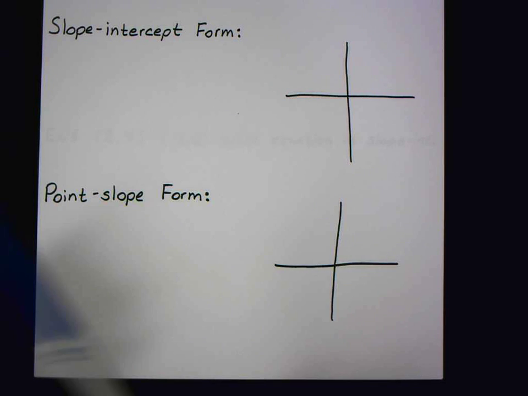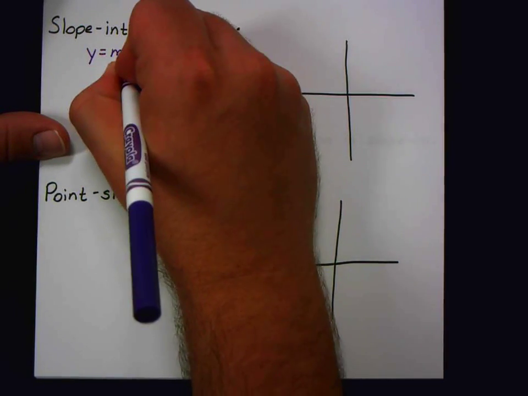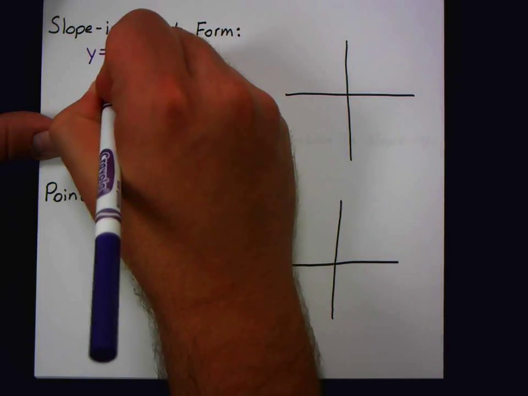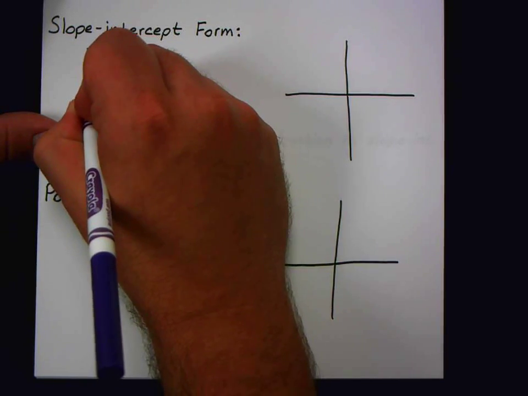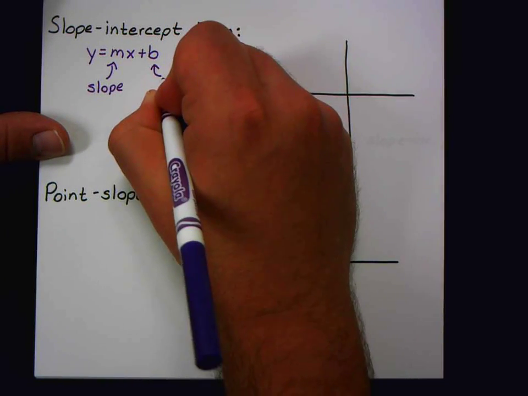Okay, so we have 2 more forms. Slope-intercept form is semi-worthless. So if standard form was worthless, slope-intercept form is mostly worthless. The reason is, most of the time, you don't have what you need for slope-intercept form. Slope-intercept form is the one that looks like this. So you need slope, and you need your y-intercept.